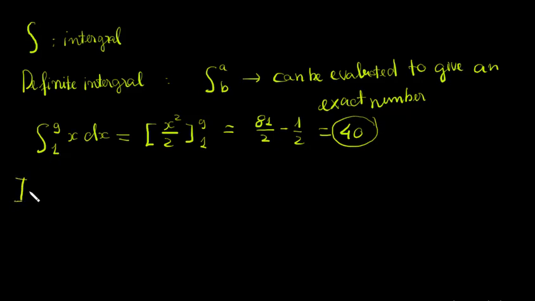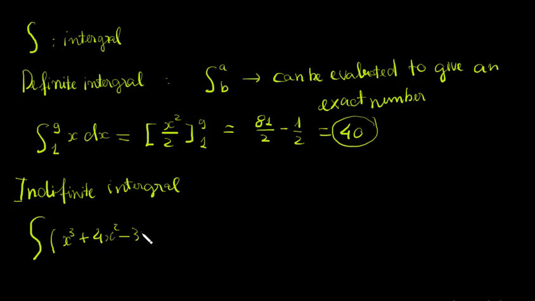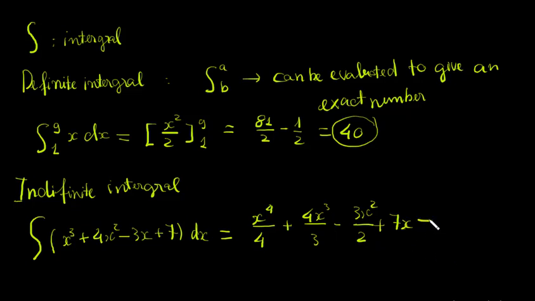And the second one is called an indefinite integral. For this one, we don't have any limits in here. We just have the equation. Like I have the equation x cubed plus 4x squared minus 3x plus 7 dx. When I integrate it, I will have x to the power 4 over 4 plus 4x cubed over 3 minus 3x squared over 2 plus 7x. And here I have to add the c, which is called the arbitrary constant.